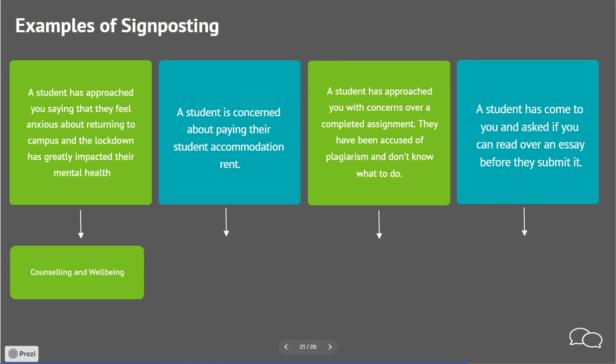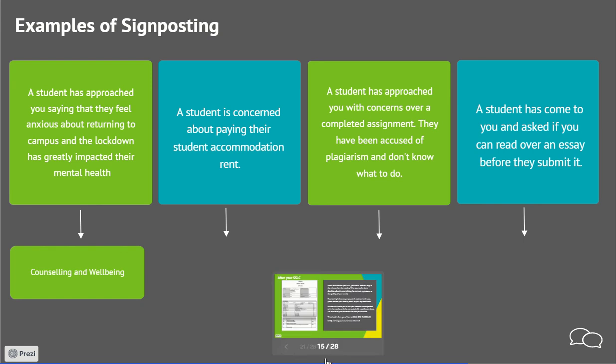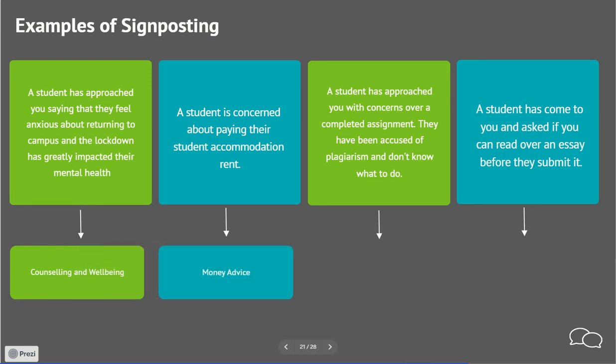A student is concerned about paying their student accommodation rent. On an individual level, you should let these students know the best place to go is money advice. A student has approached you with concerns over a completed assignment, they've been accused of plagiarism, and they don't know what to do. Direct the student to make an appointment with the SU advice team. They can find more information on this service and make an appointment through our website.